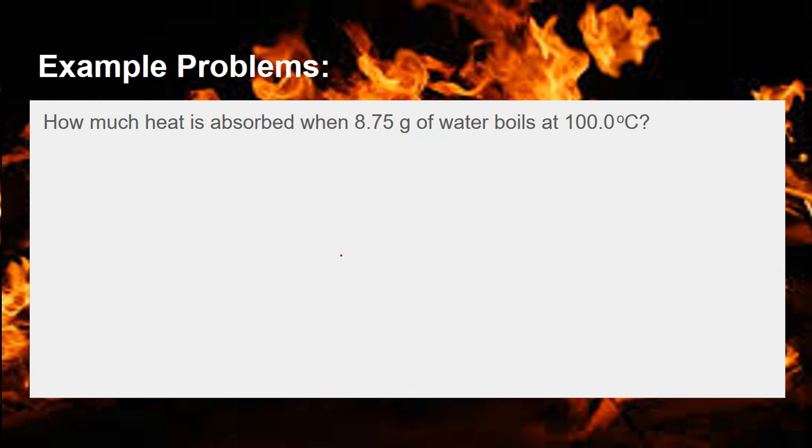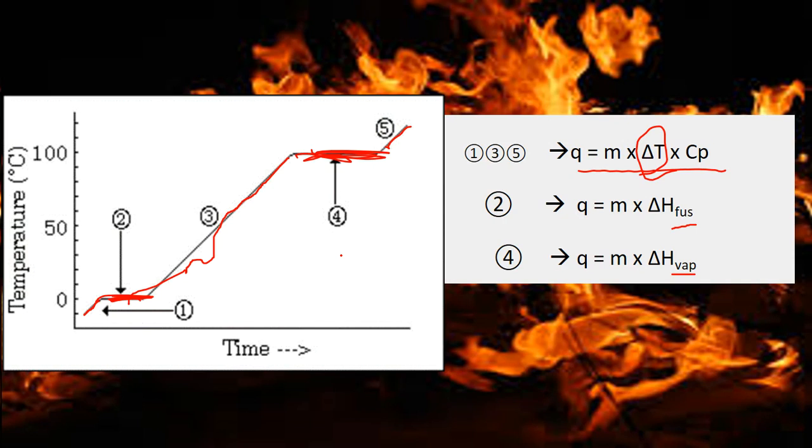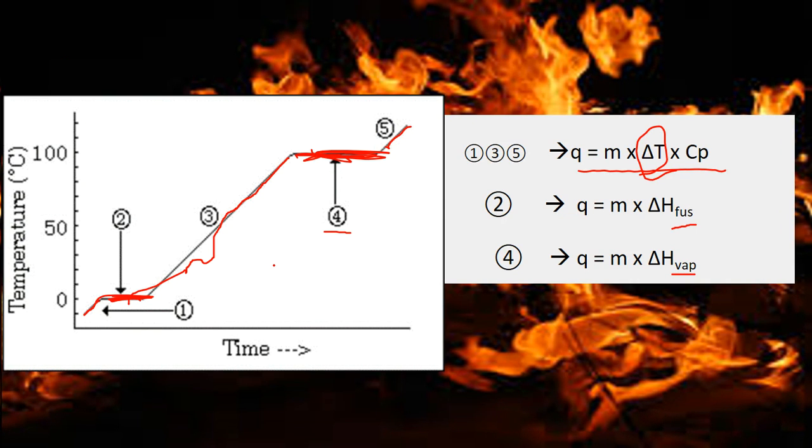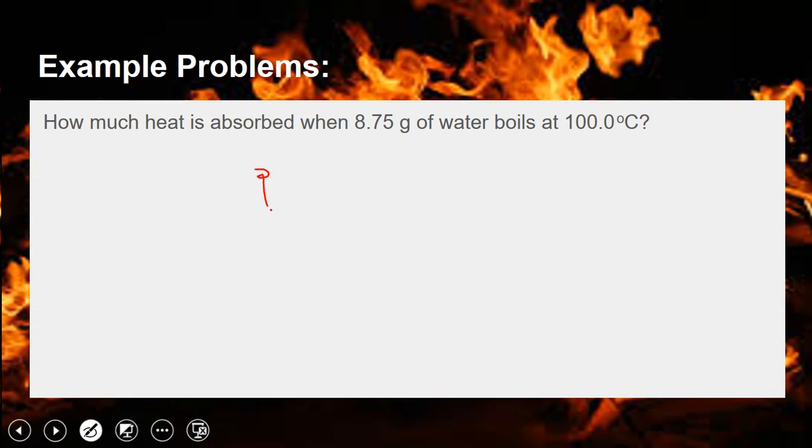So how much heat is absorbed when water boils at 100 degrees Celsius? If we look here at our graph, water boiling is happening at this phase 4. Phase 4 of our graph is where water is boiling. And therefore, we would want to use this equation, Q equals M times delta H vaporization.